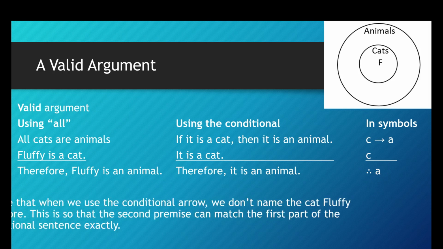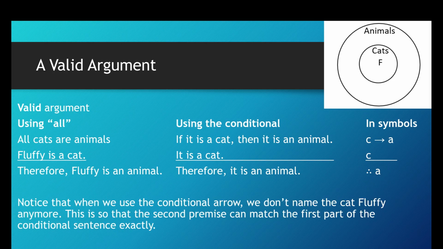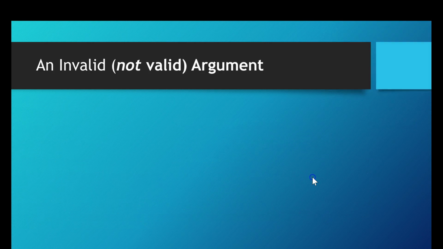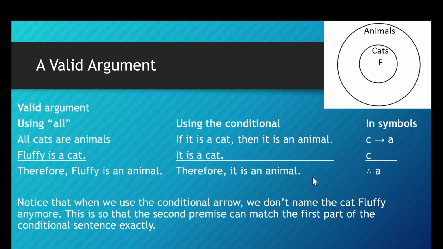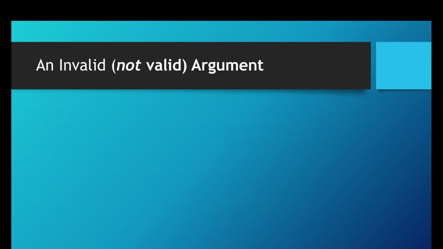And again, remember, we don't name the cat Fluffy anymore because we want these to match. So, it is a cat, it is a cat, matches. It is an animal, it is an animal, they match. So that's just to make sure you have the idea of it. Now I'm going to ask you to try with the next one.